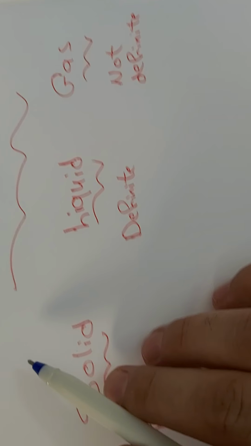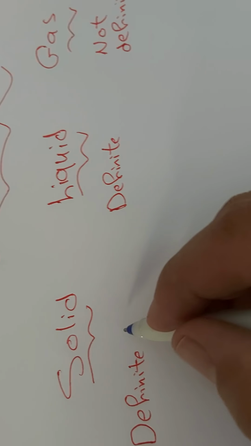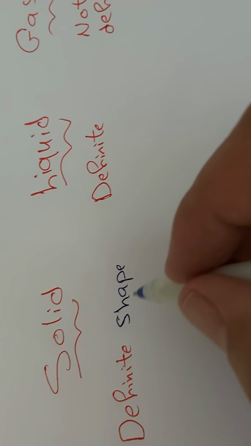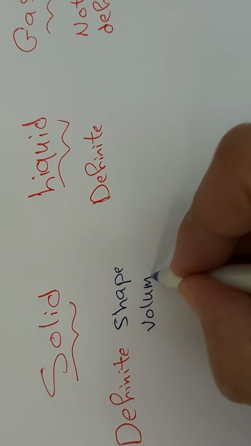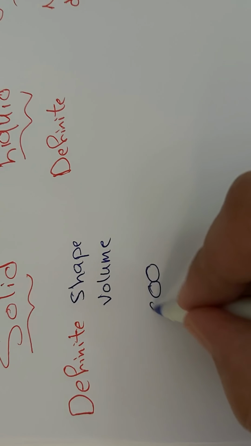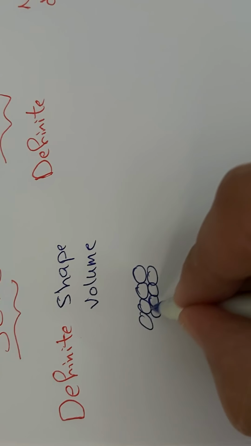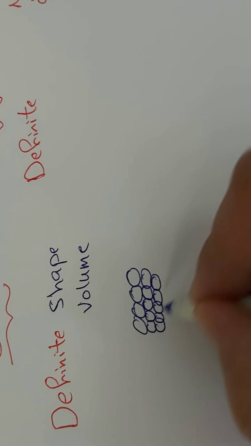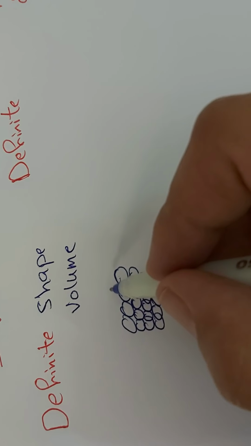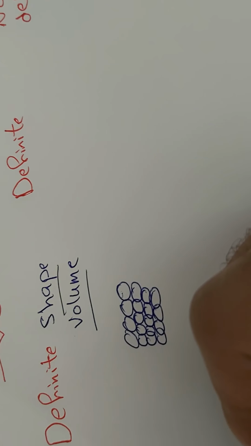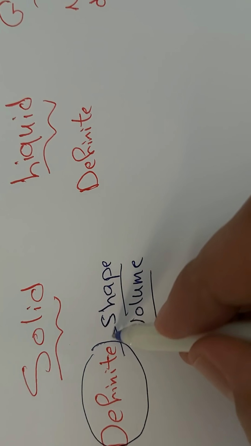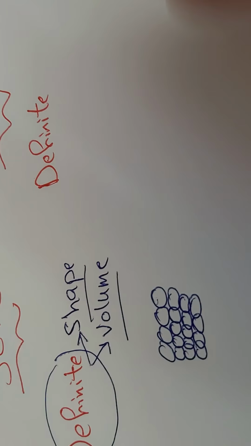And the solid state, we said before, it has a definite shape and definite volume. And definite means it's hard to change the shape and it's hard to change the volume of solids. Why? Because the particles of solids are very close to each other. So no spaces here, and the bonds between these particles are very strong. So it's hard to change the shape and the volume of solids. So we call solids have definite shape and definite volume.